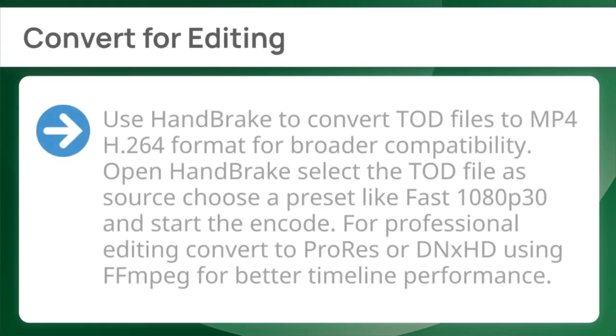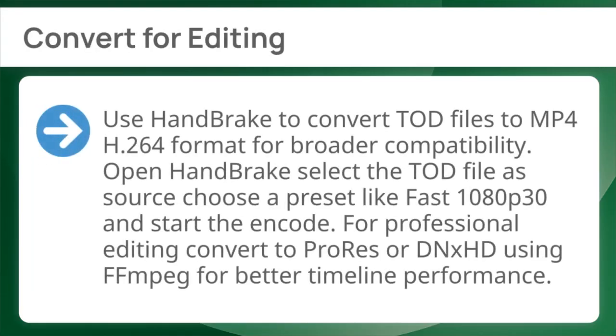Next, convert for editing. Use Handbrake to convert TOD files to MP4 H.264 format for broader compatibility. Open Handbrake. Select the TOD file as source, choose a preset like Fast 1080p30 and start the encode. For professional editing, convert to ProRes or DNxHD using FFmpeg for better timeline performance.